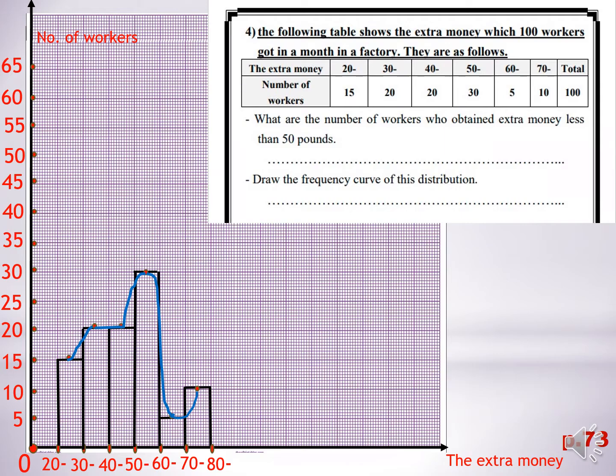Here I have a question. What is the number of workers who obtained extra money less than 50 pounds? Let's see, less than 50 pounds. So let's count together. Less than 50 means 20 plus 20 plus 15. 20 plus 20 plus 15 equals 55 workers.